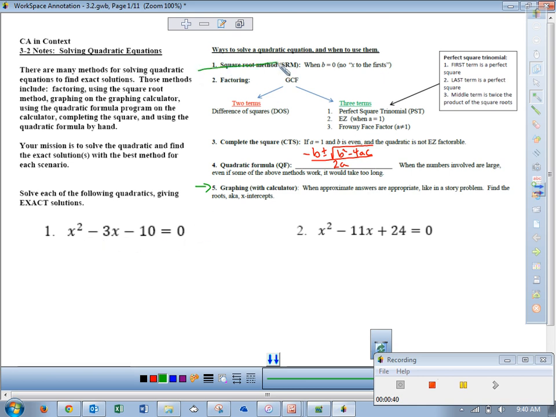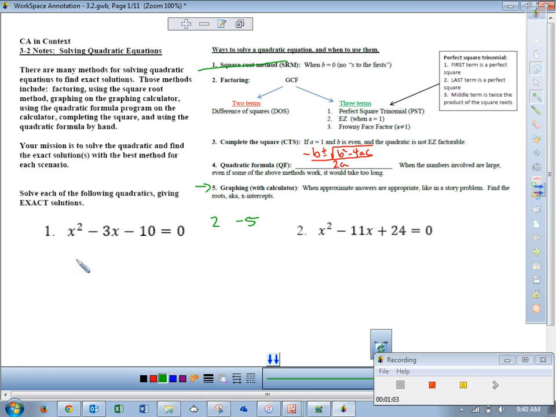I can eliminate him. Square root method, I cannot use him because aren't there x to the first and x to the second in the same equation? He is in standard form where it's equal to 0. I want to check, since the a value is 1, to see if it's easily factorable. Can I find two numbers that multiply together to be a negative 10 and add together to be a negative 3? How about 2 and negative 5? Would you agree? So since this is easily factorable, you don't need to go through all that work.